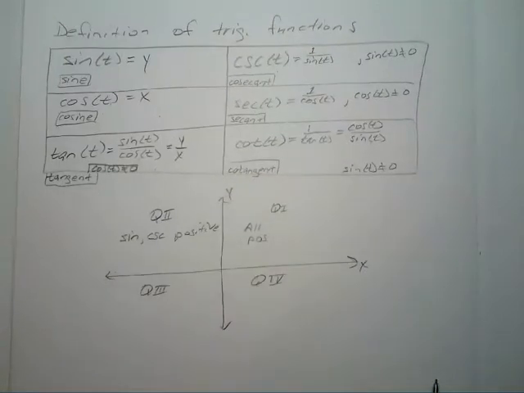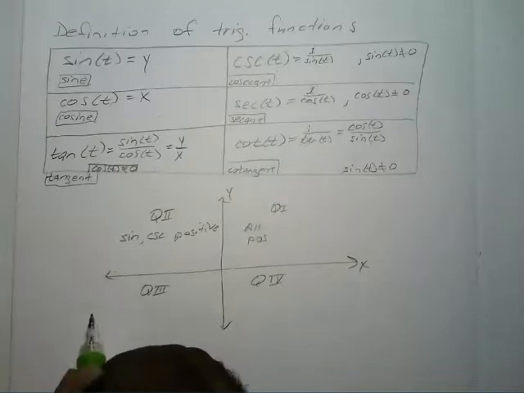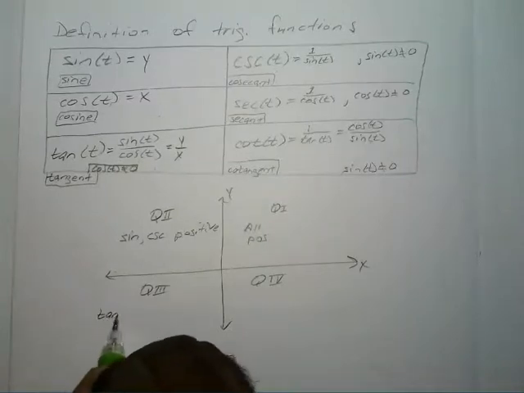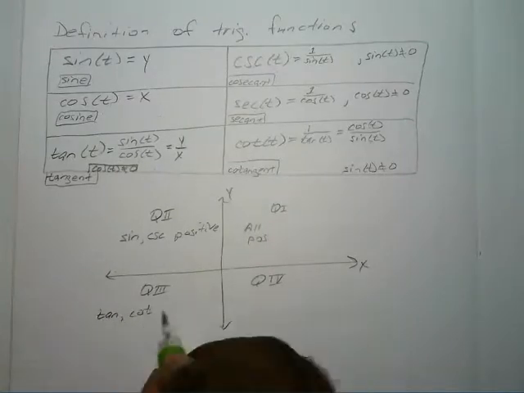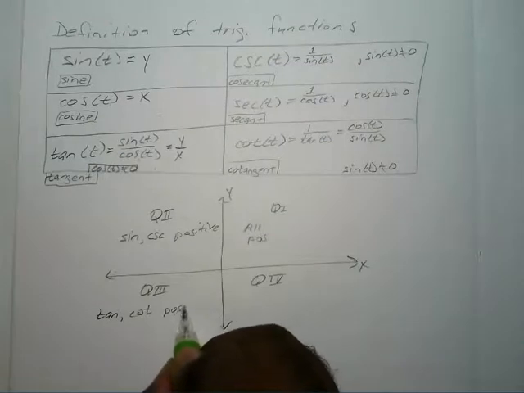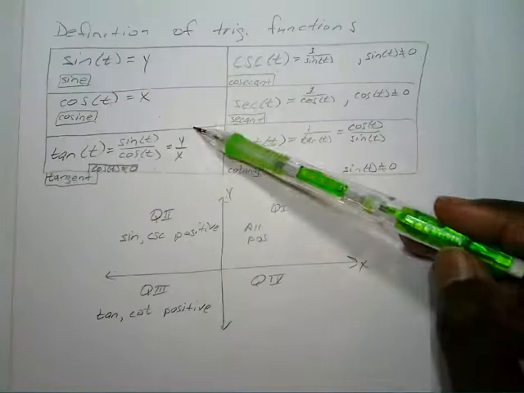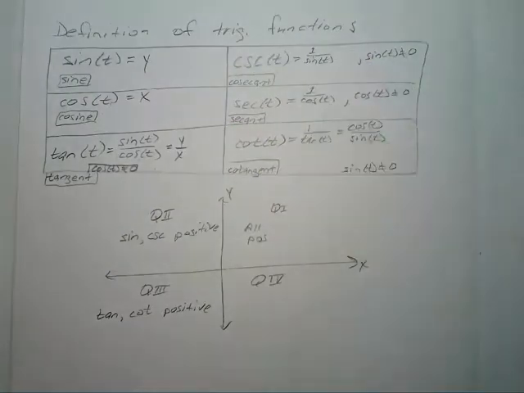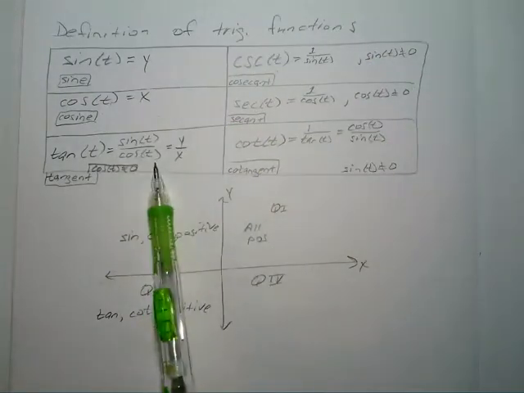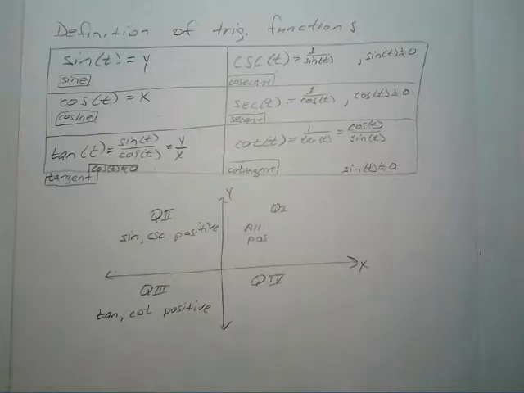Now in quadrant 3, all of your tangents are positive. So tangent and cotangent are positive. Again, because x is negative and y is negative. So if x and y are negative, that means these 4 are all negative. But negative divided by negative will give you a positive. So that's why tangent and cotangent are positive there.